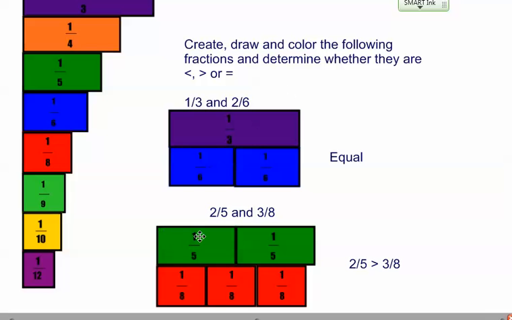Okay, you should have got something like this: 2/5 and 3/8. 2/5 is just a little bit bigger than 3/8. Not much, but a little bit. So 2/5 is greater than 3/8.